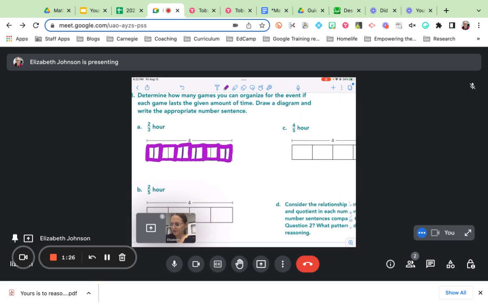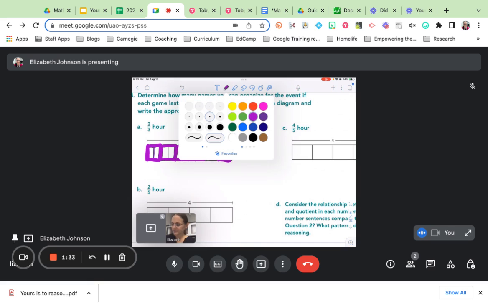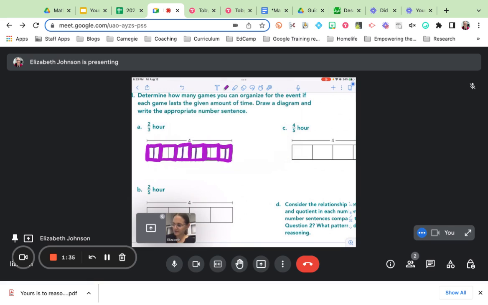Aha, okay. So how many blocks of 2/3 do I have? 1, 2, 3, 4, 5, 6. So now I can write a division fact. I can say that 4 divided by 2/3 equals 6. 2/3 goes into the number 4 6 times. That's going to be the process you're going to want to use with these other models.